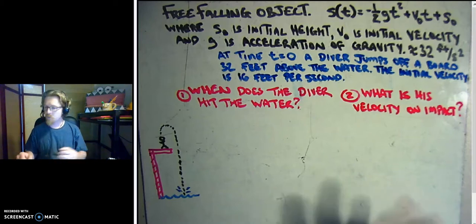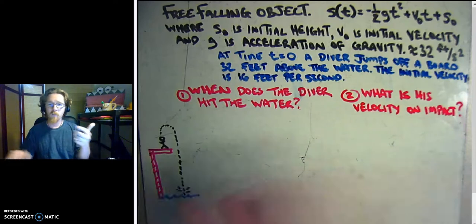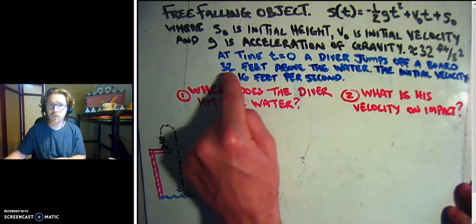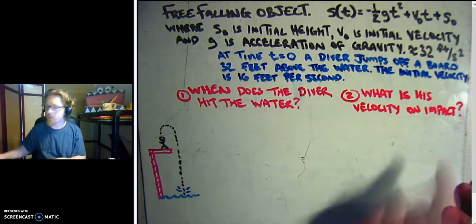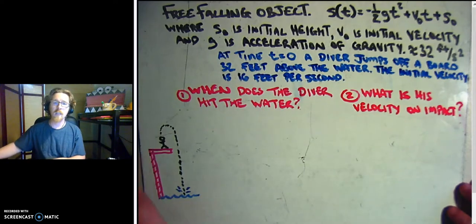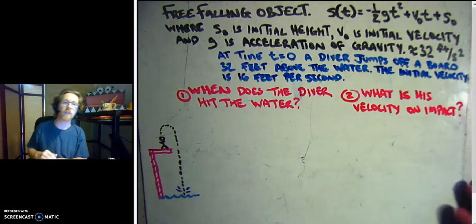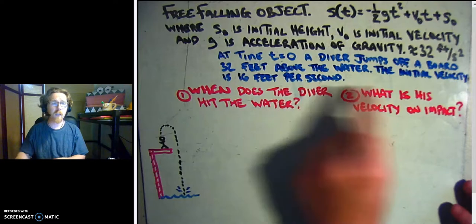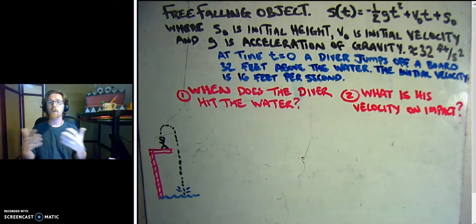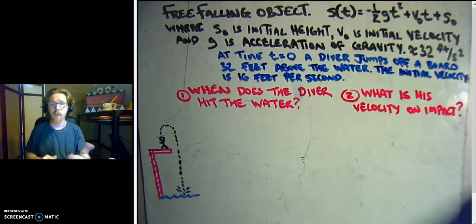Now, here's our situation. At time t equals 0, so before we even start our stopwatch, a diver jumps off a board that is 32 feet above the water. So here's my little image. This diver's 32 feet above the water and he jumps off. The diver's going to go up first and then down into the water. The initial velocity of his jump is 16 feet per second. So that's going to be our initial velocity because he's jumping into the air at some relative speed.